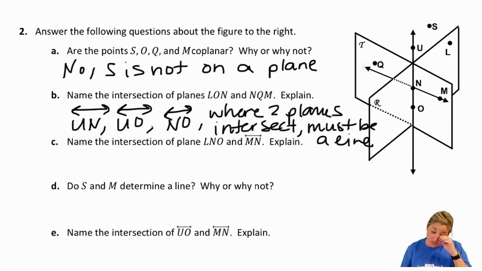Name the intersection of plane LNO and line MN. So basically plane R, I guess, is facing kind of diagonally there, and then you have your line running through it, and it intersects right here at N. So point N.